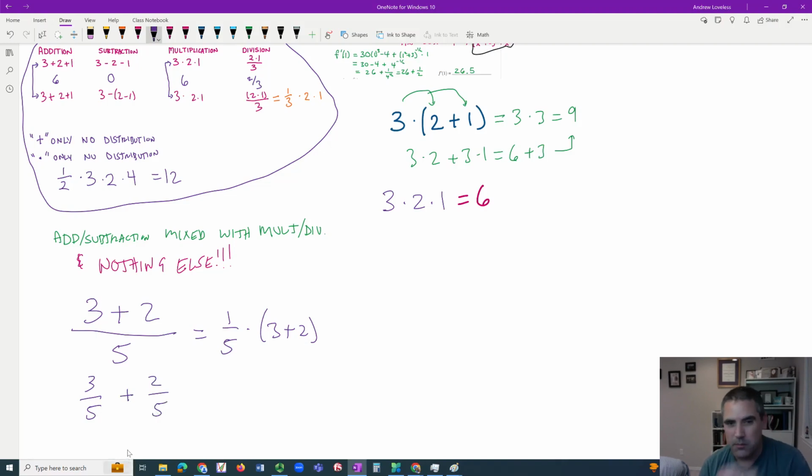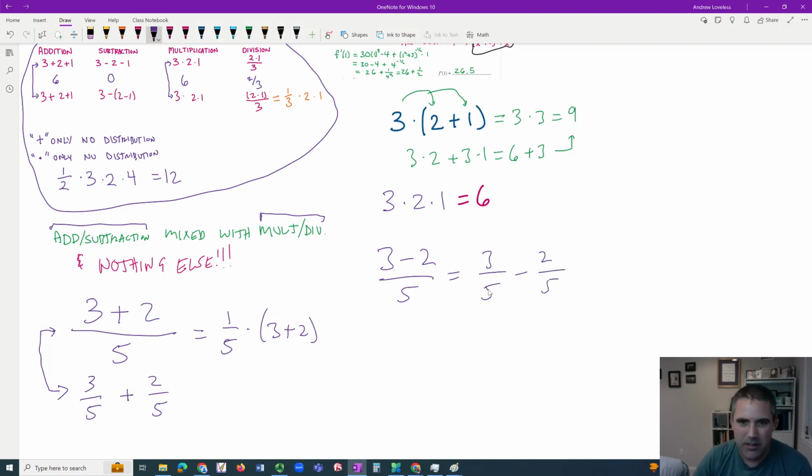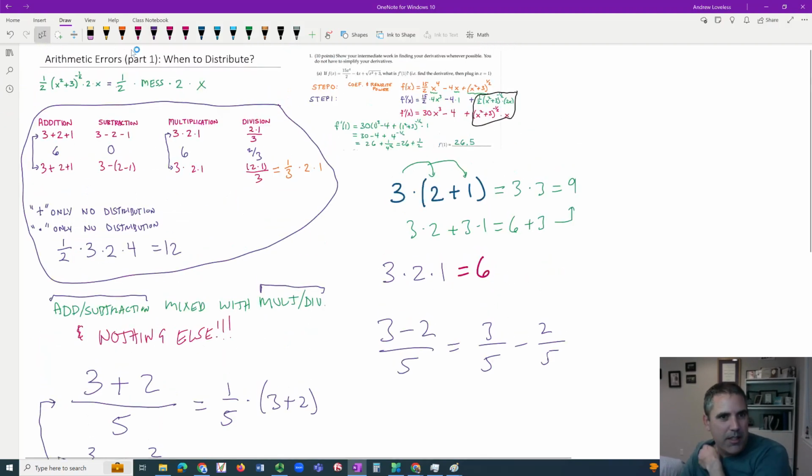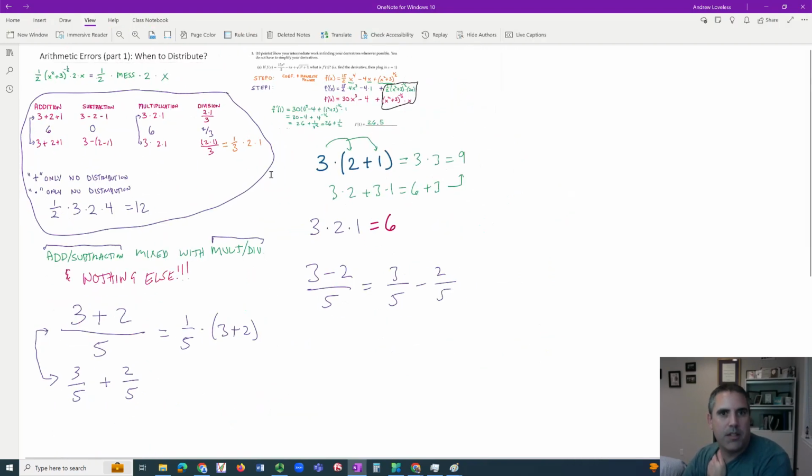I like to think of things forward, backwards, and in different ways so that I have more than one connection. And so whenever I do a simplification, I go, can I go back? That's a distribution. And it's a distribution because it's a combination of multiplication and division and addition or subtraction. So if it had been 3 minus 2 over 5, you can also do the same thing. 3 over 5 minus 2 over 5.